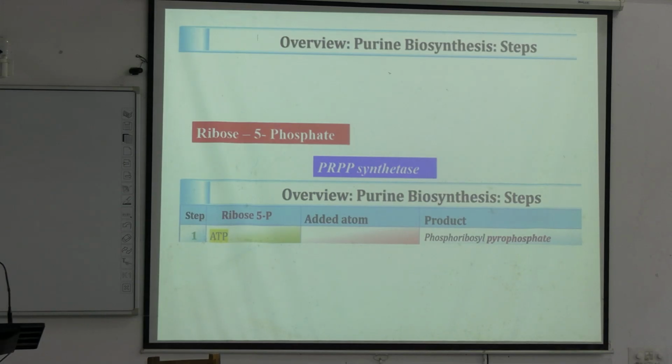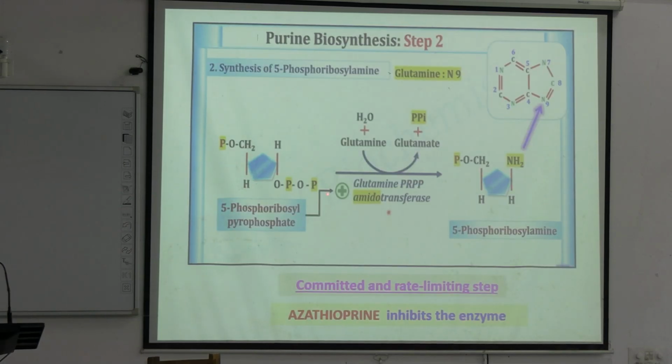So ribosyl PRPP synthetase is the enzyme. Now you see that part is over. This pyrophosphate was there, pyrophosphate is now out. Instead, this nitrogen has come. This nitrogen is the N nitrogen, imidazole ring. Now you try to understand this thing.